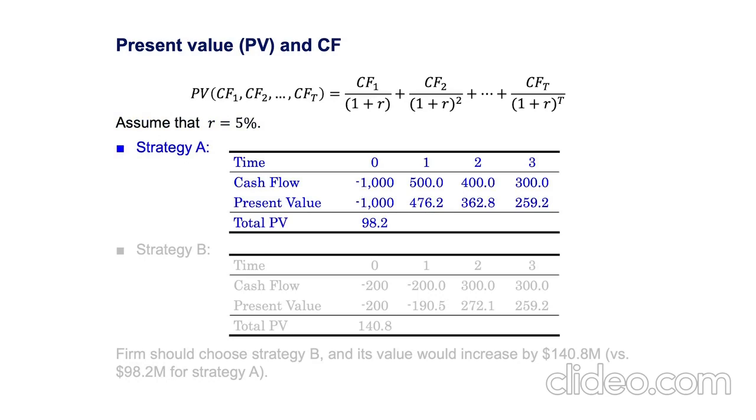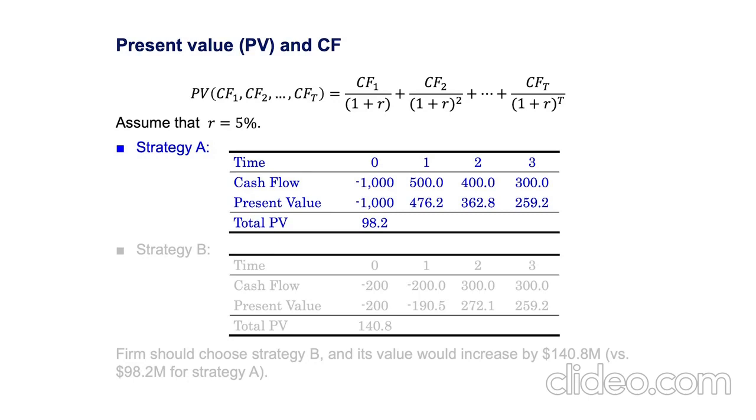Let's first consider strategy A. Its cash flow in period 0 is minus 1 billion. And here the numbers are in millions. In year 1, it's going to return a positive cash flow of 500 million. In year 2, 400. In year 3, 300 million.